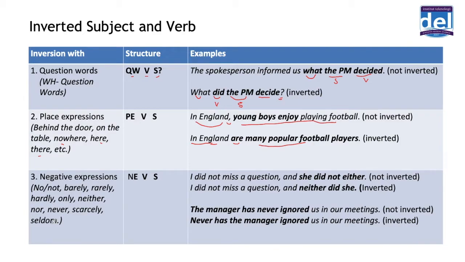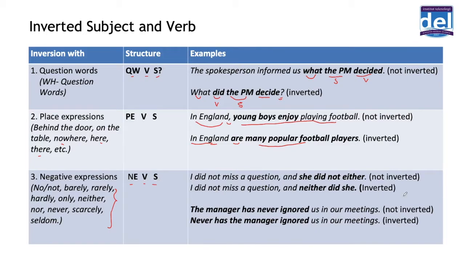Inverted subject and verb can happen when there is a negative expression in a sentence. Negative expressions can be indicated by these words here. Please take a look at this. But remember, please pay attention to this. The subject and the verb are inverted if these negative expressions are placed before the subject. Then the subject and verb are not inverted. The inverted structure is negative expression, verb, and subject.